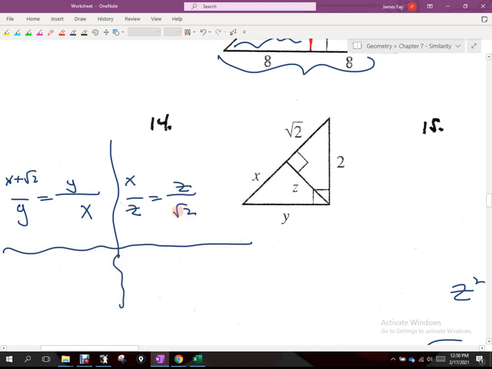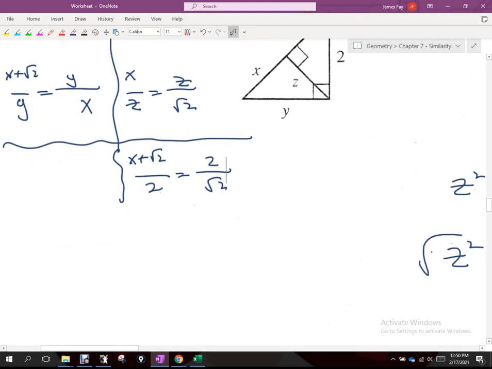Still a nasty equation, 2 variables. So we're going to look at the 2. Should be the geometric mean between x plus root 2 and root 2. That one only has one variable, right? So let's cross multiply. What's 2 times 2? 4. Now when I do this, I need to distribute.